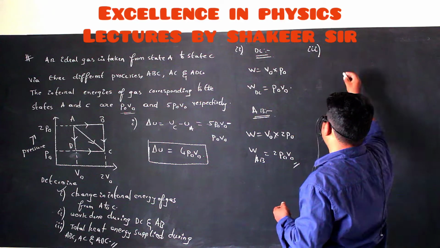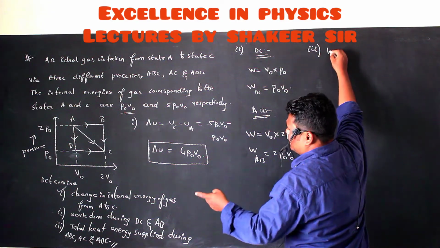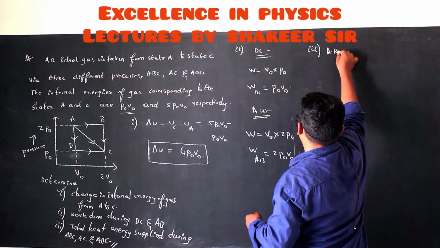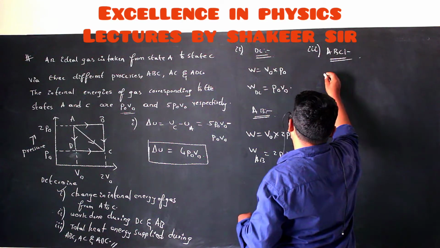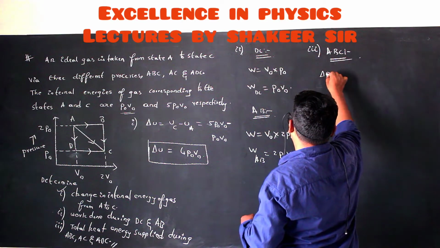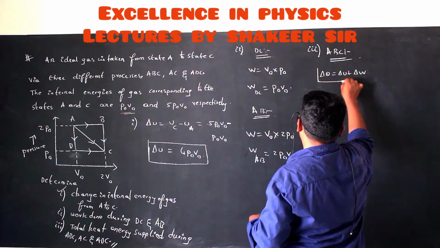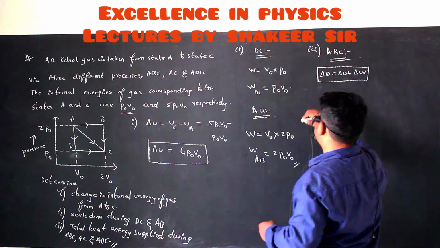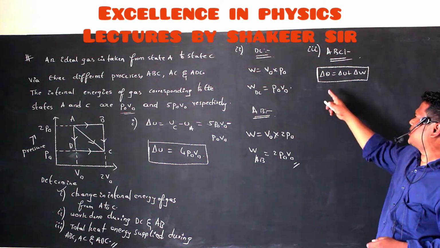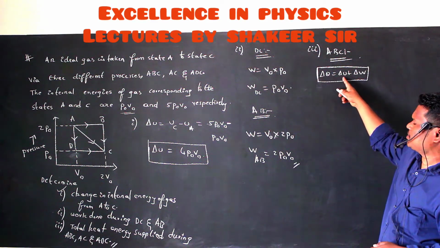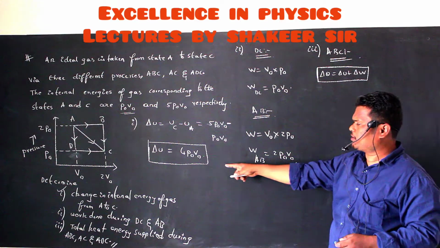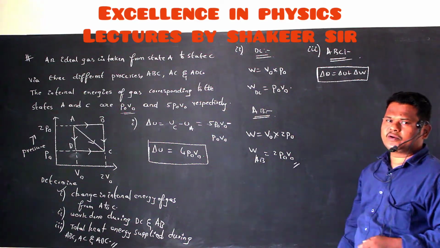So first let us take heat supplied under the process ABC. We know that delta Q is equal to delta U plus delta W. This is according to the first law of thermodynamics. Clear? So total heat supplied should be equal to the change in internal energy, which we have already calculated, which is equal to 4 P naught V naught.